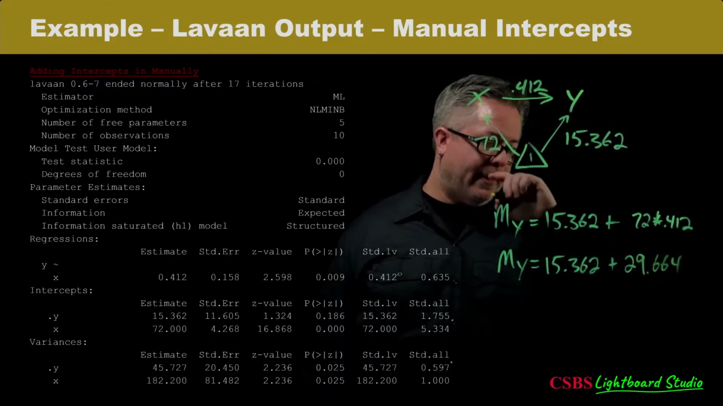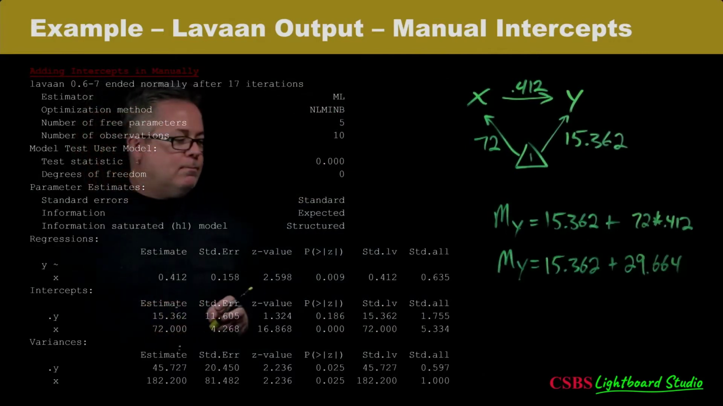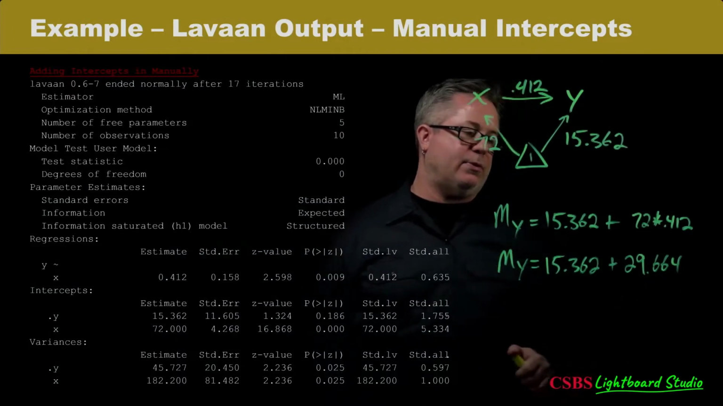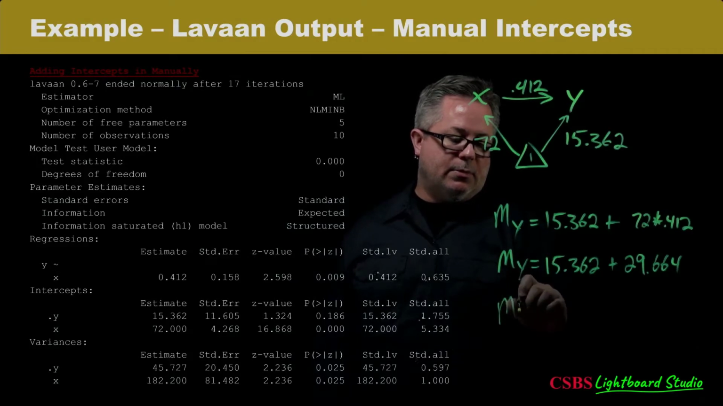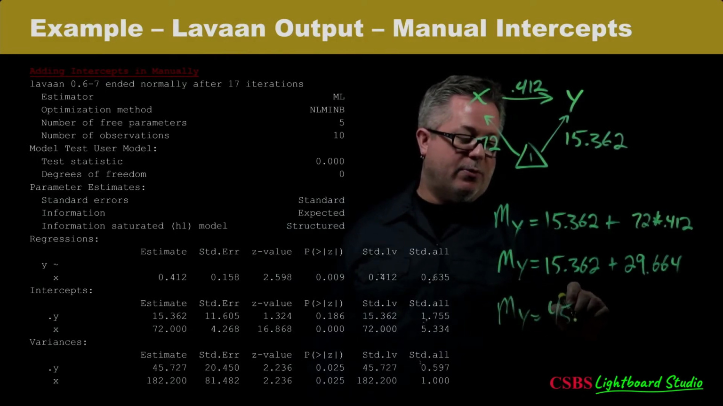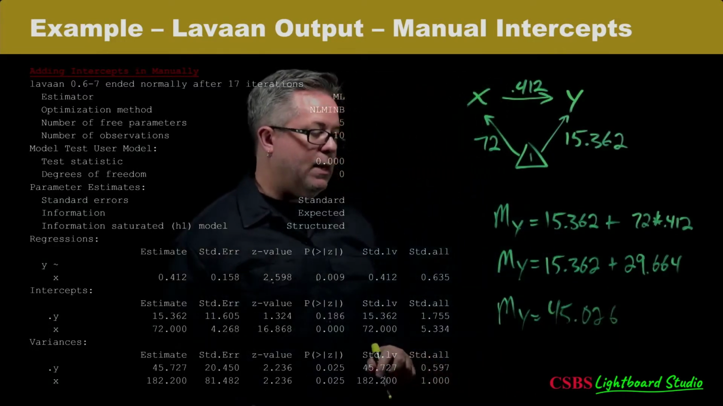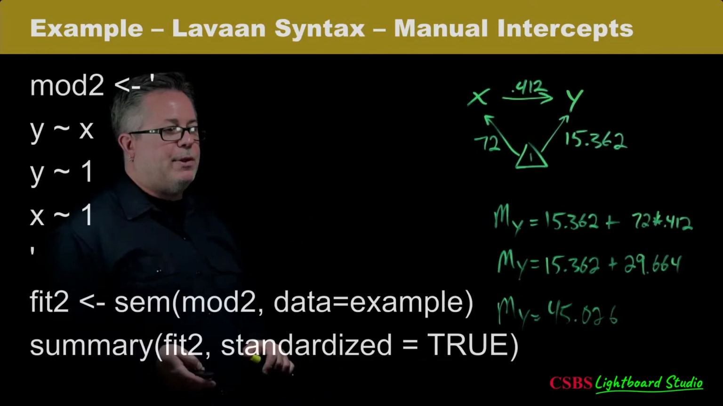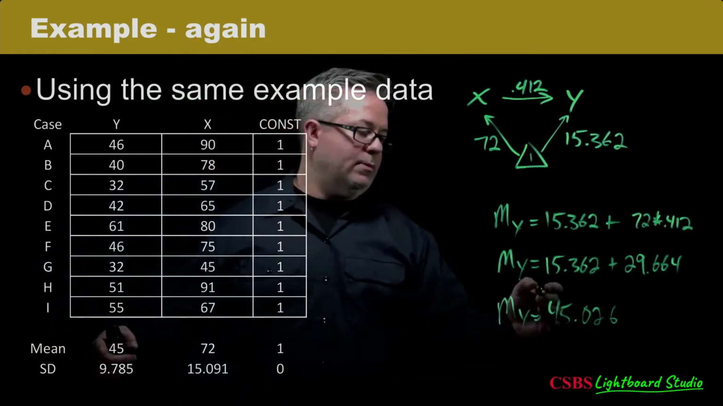$29.664. Anybody else confirm that? So add 15.362 plus 29.664. What do you get? So the mean is 45.026, you said? Okay. So the model implied mean for y then is 45.026. What was the mean of y? It was 45. All right, so the model gets really close.